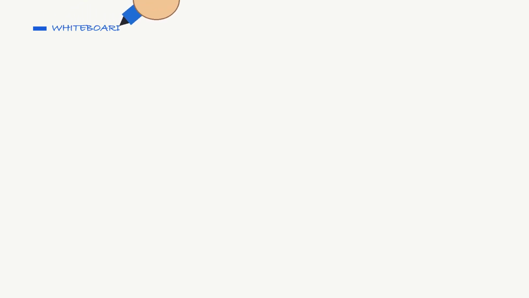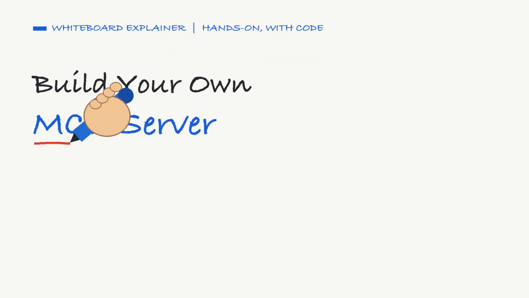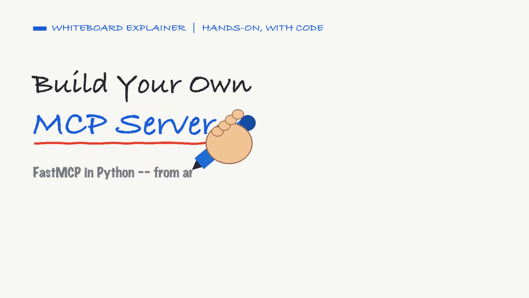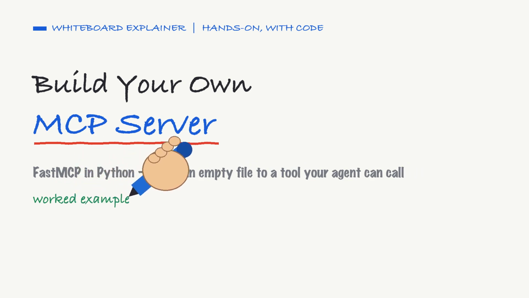In the last video, we watched an army of agents orchestrate a whole workflow by talking to systems through MCP servers. But how do you actually build one of those servers? Today on the whiteboard, we build your own MCP server in Python with FastMCP, test it like a pro, and plug it into a real agent, real code, and a real worked example.